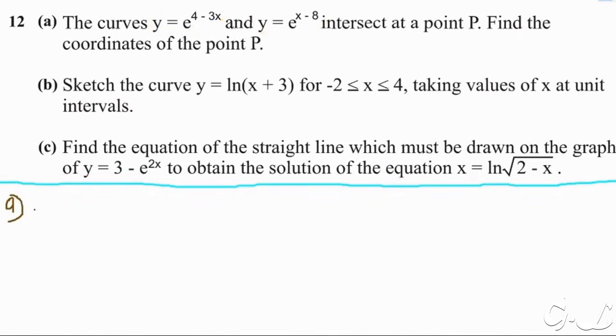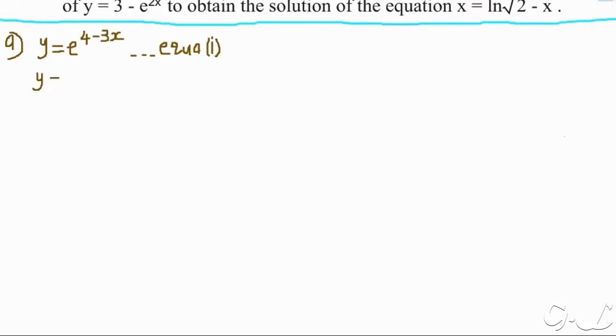So we are given two equations. Let's write those equations. In this video tutorial we denoted equation 1 as y is equal to e to the 4 minus 3x, and we denoted equation 2 as y is equal to e to the x minus 8. That is equation 2.